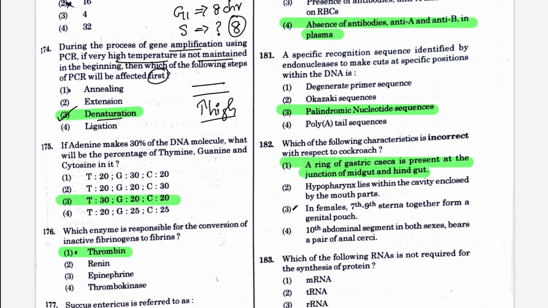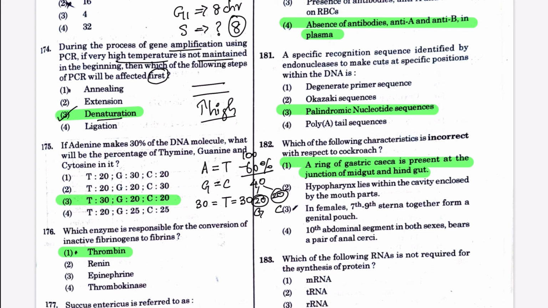Okay, 175. If adenine makes 30% of a DNA molecule, what would be the percentage of thymine, guanine and cytosine in it? Easy question, right? Always adenine will be equal to thymine, and guanine equal to cytosine. Remember this. They have told adenine comprises 30%. If adenine is 30%, thymine will also be 30%. So adenine 30 plus thymine 30, totally it would be 60%. Out of 100, if I subtract 60, I would get 40. If I divide this 40 into 2, I will get 20. So guanine would be 20 and cytosine would be 20.